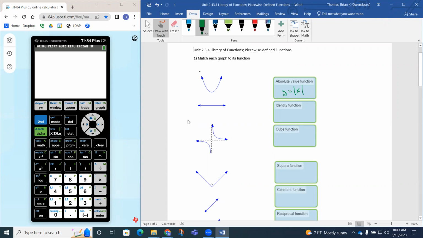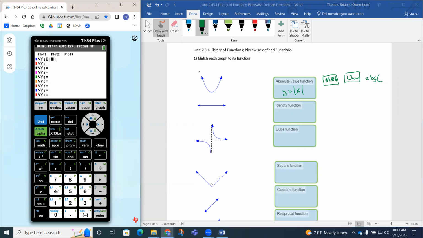If I'm using the calculator, I can type in y equals and then to find the absolute value, if we hit the math button, if we slide over to number, the first one has absolute value. So if we go to math and then go to number, you'll see that ABS parenthesis. So if I choose number 1 there and put X in, it'll graph it.